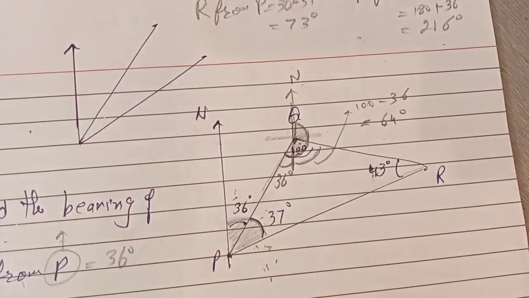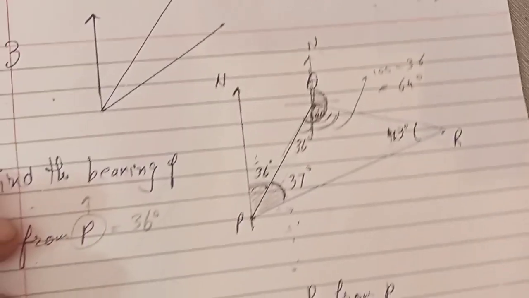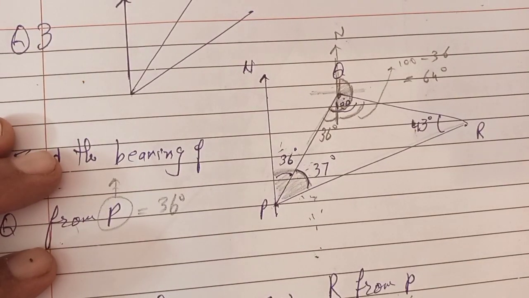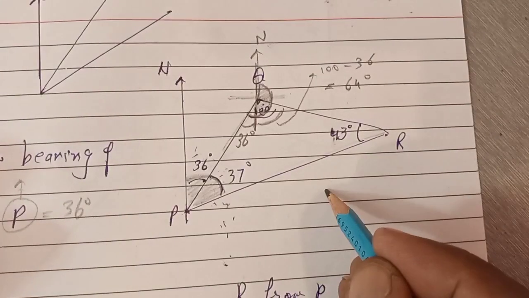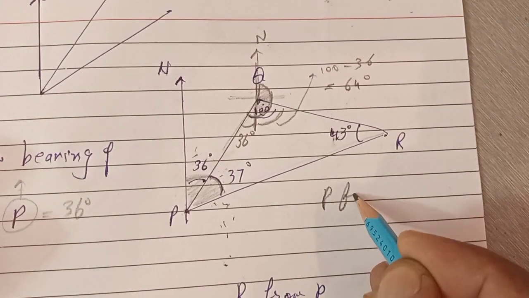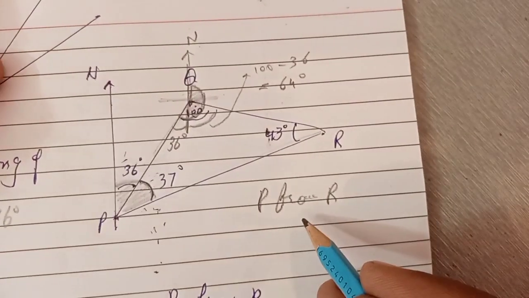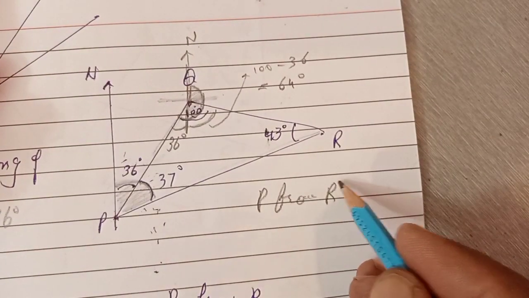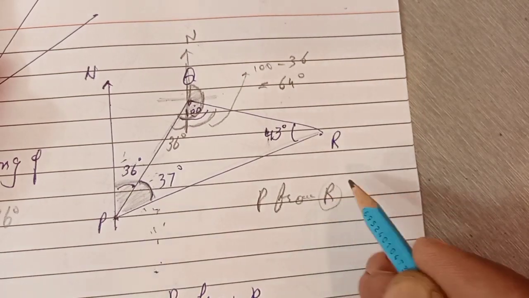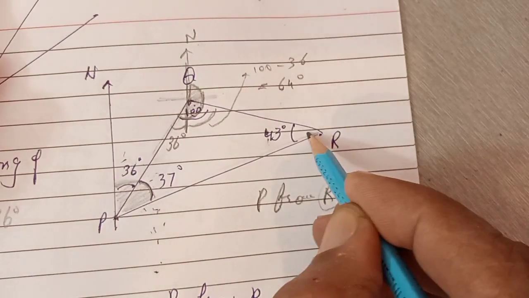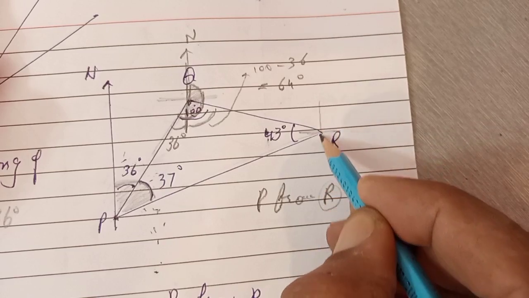Now we move to the next part, which is D. Here it is written bearing of P from R. So this is the bearing of P from R. You have to draw North Pole at R, which comes after "from". So this is the North Pole.